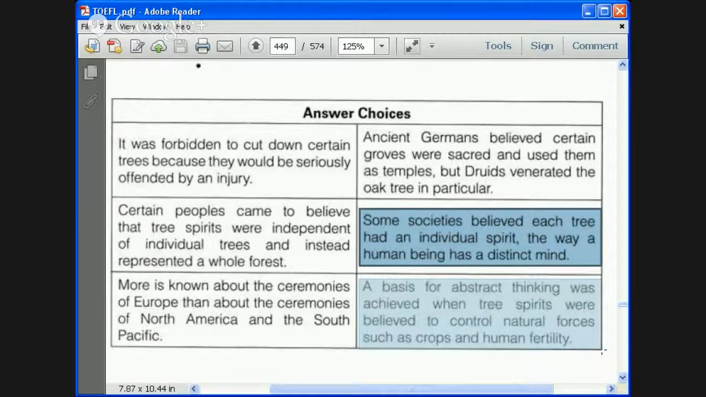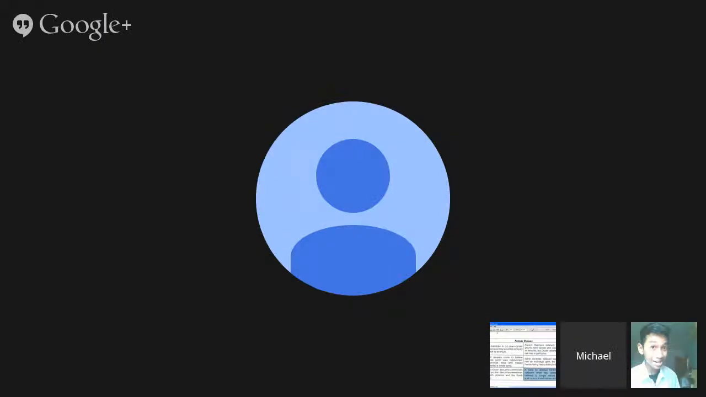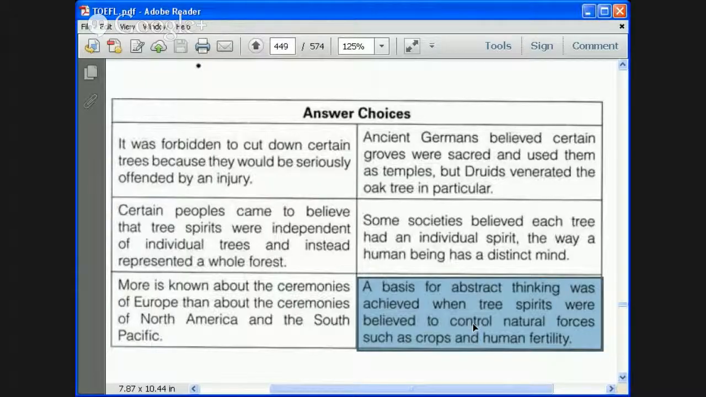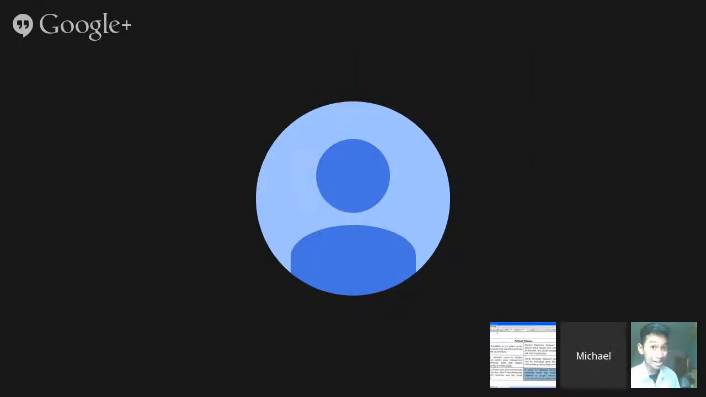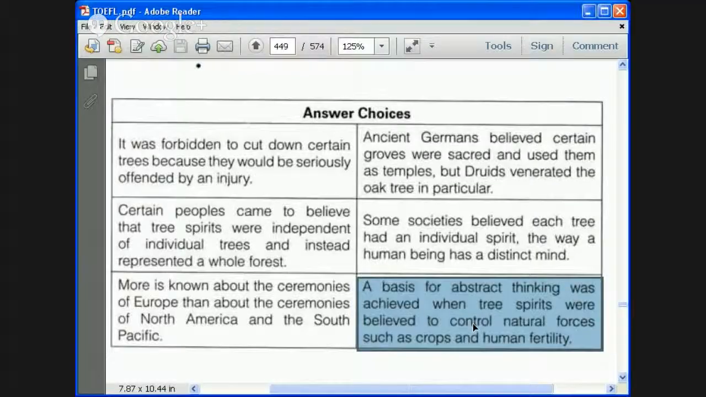And then finally, Michael. Also, some societies, it is a very safe and accurate way to say it. You don't say all societies, but some of them. It is not an absolute. It is a general statement. Very good observation, and that is a very good point when it comes to TOEFL.